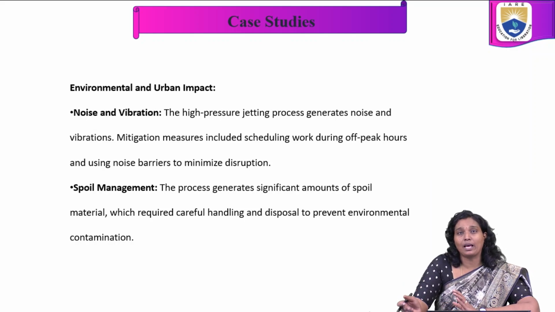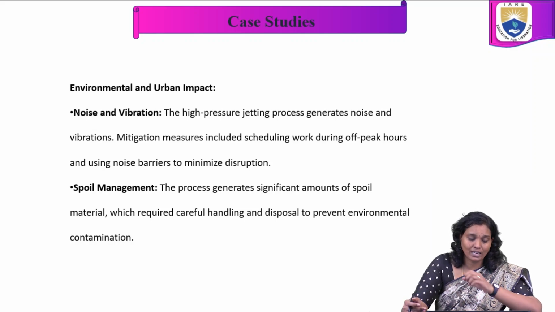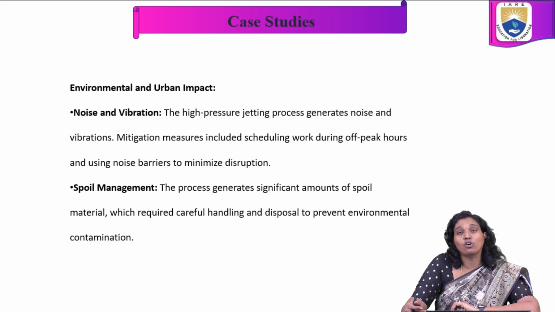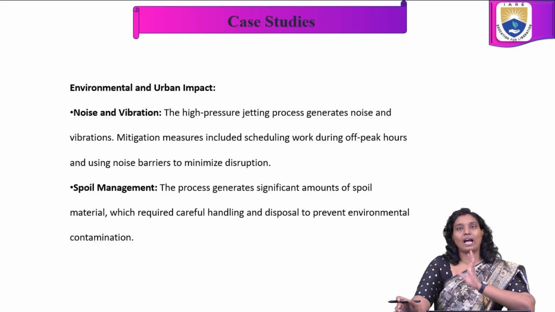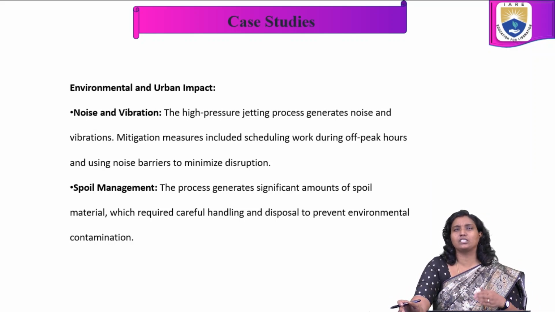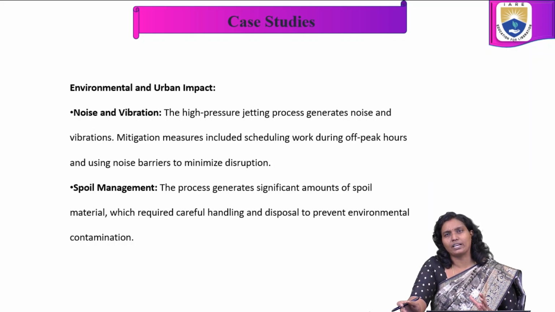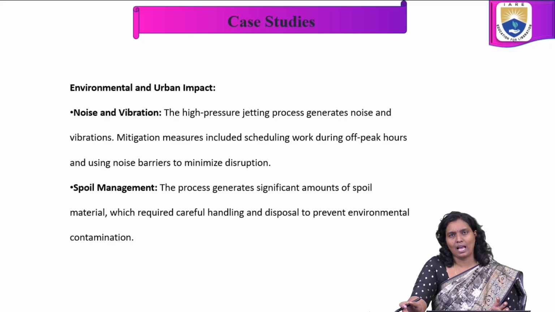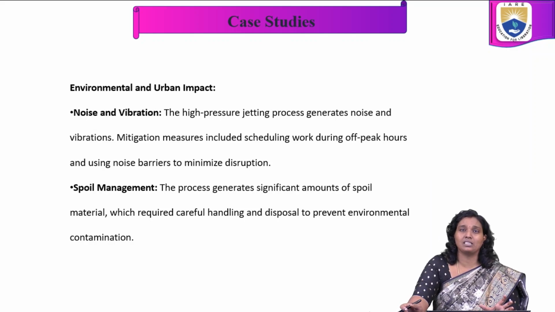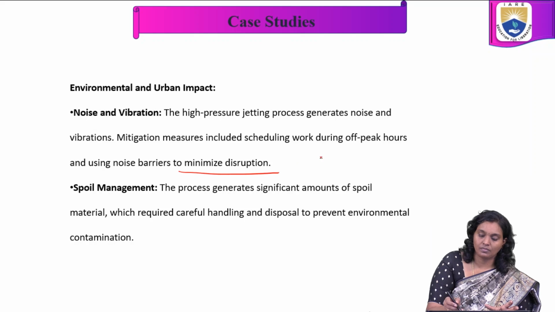In environment and urban, it is an urban area. So what kind of environmental and urban impacts will we face? How do we manage all these parameters? In noise and vibration, the high pressure jet grouting process creates noise and vibration. It is a highly densely populated urban area, so disturbances will happen. The mitigation measures include scheduling work during off-peak hours and using noise barriers to minimize these disruptions.